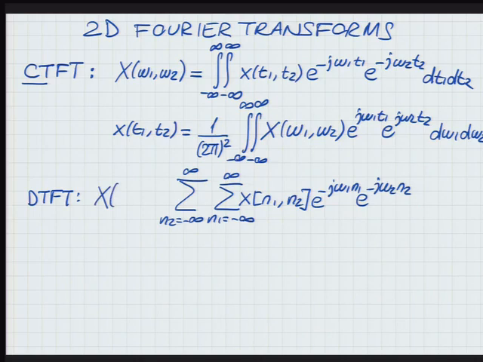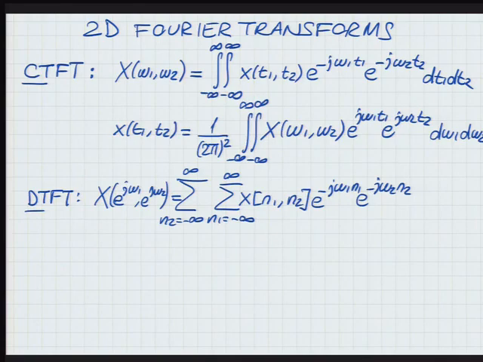These are two distinct frequency variables. One of those variables, omega 1, tells us about variation of the signal in the n1 direction, and omega 2 is a different frequency that tells about variation in the n2 direction. So to distinguish from the CTFT, I'm going to use this notation as we did in the one-dimensional case. Not that I can't write it as a function of omega 1 and omega 2. I just want to remind you that this came from a discrete time signal.